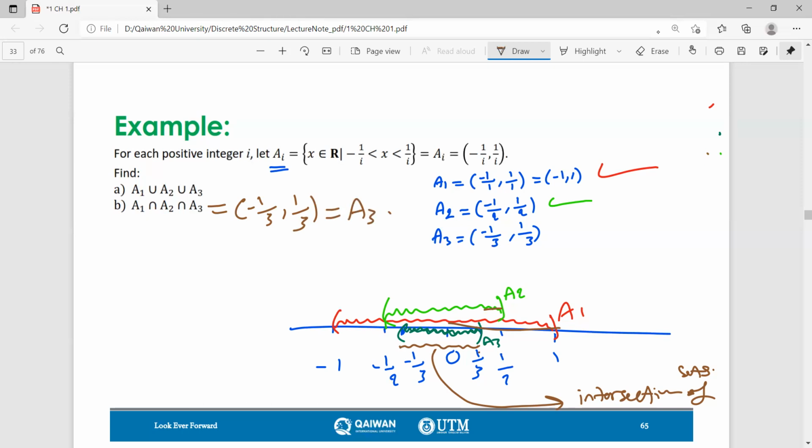And A1 union A2 union A3 is the set of all elements without repeating. But here, A3 is a subset of A2, and A2 is a subset of A1. That means the biggest one is A1. So A1 is from -1 to 1. The union is A1, and the intersection is A3, the smallest one.